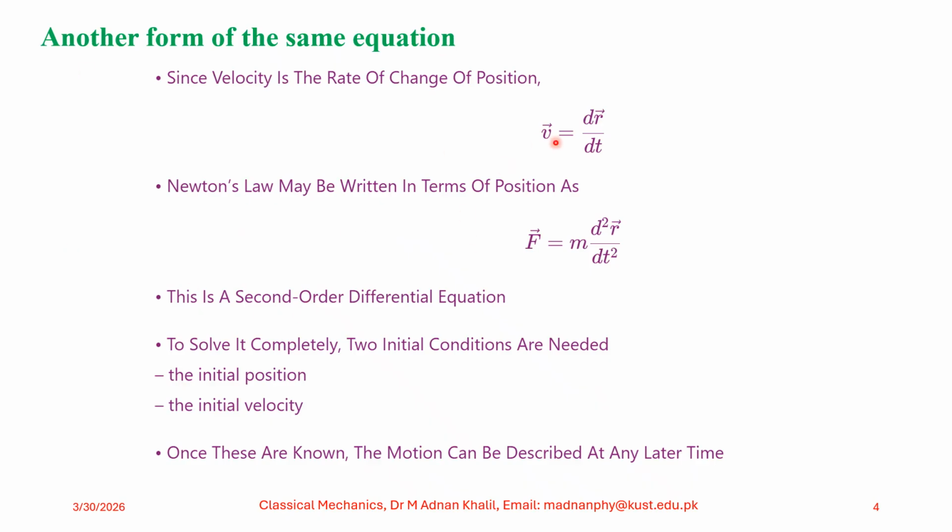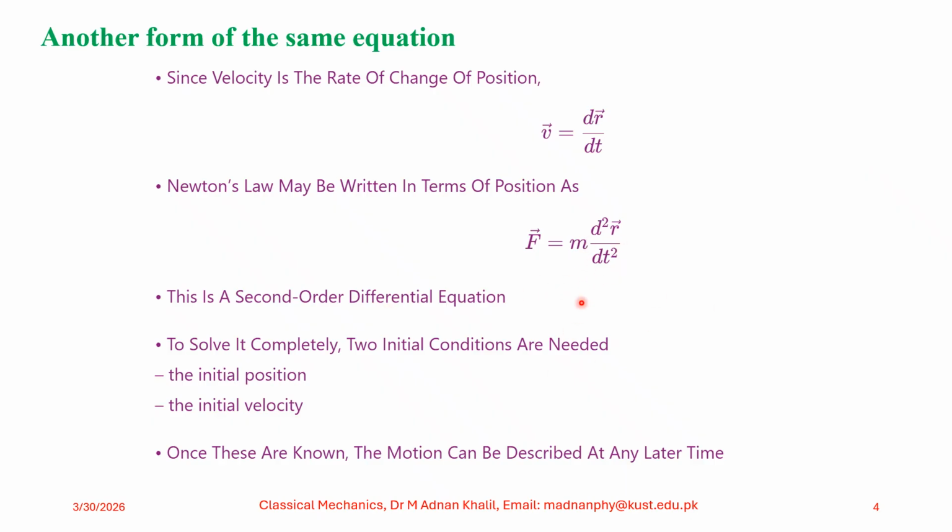Now we can rewrite Newton's second law as a second order differential equation by defining r as the position vector. Since we can express the velocity as the rate of change of the position vector, F, which is the net force acting on a particle, is equal to m, the mass, times the second time derivative of the position vector. So this is a second order differential equation.